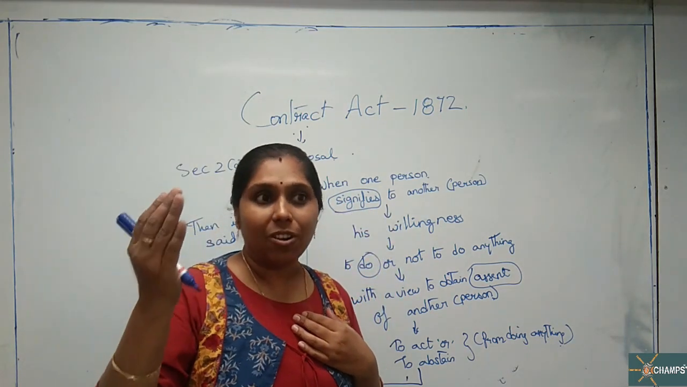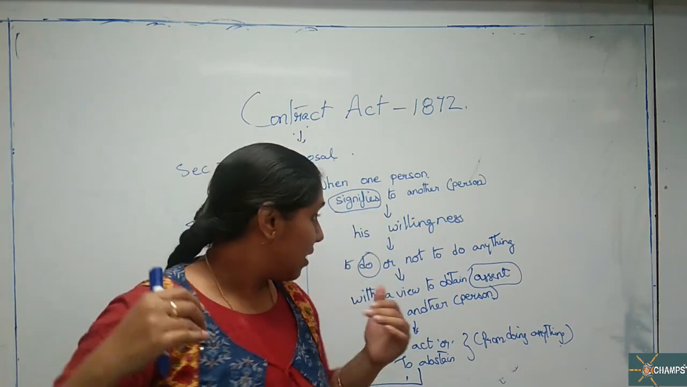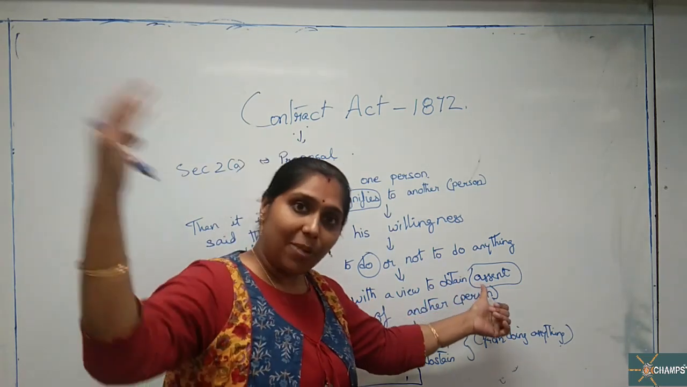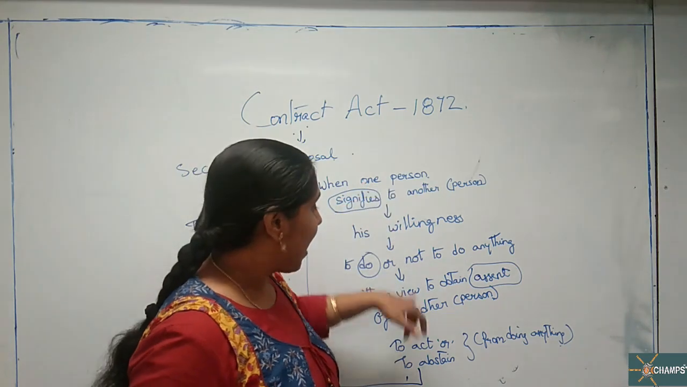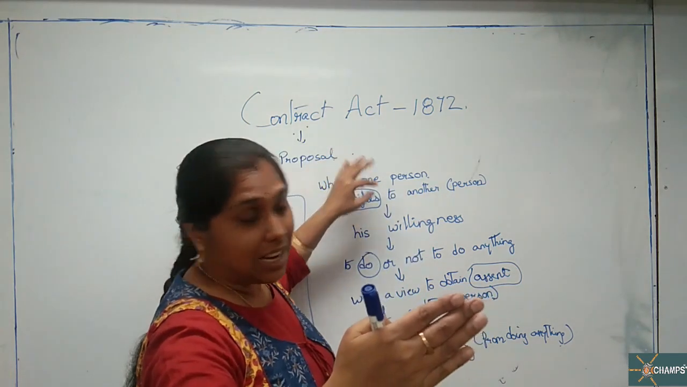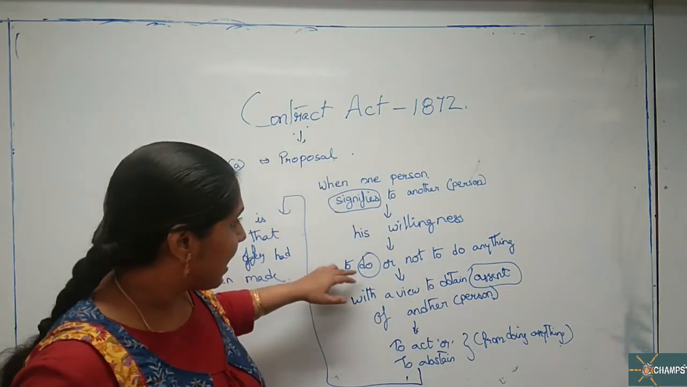I'm giving him an offer of selling that particular house property to me. Why? What is my view? To obtain assent from that person as well. Here, with the words one and another, please don't get confused. One is the first party to the transaction, another person is the second party to the transaction.